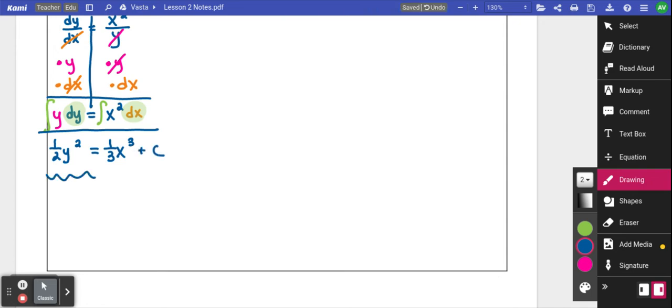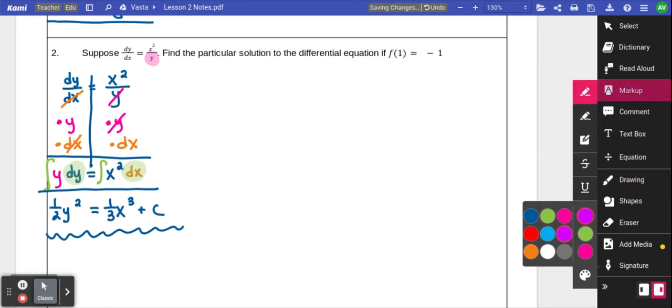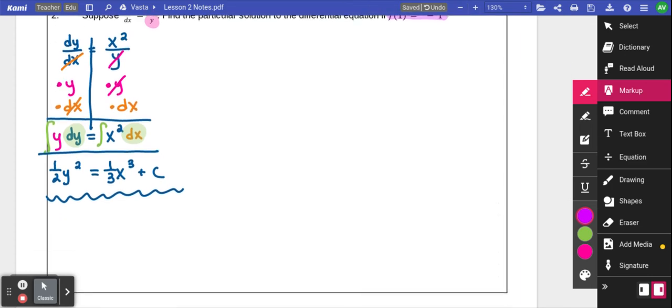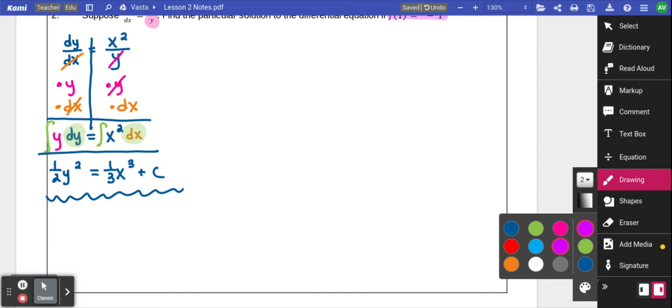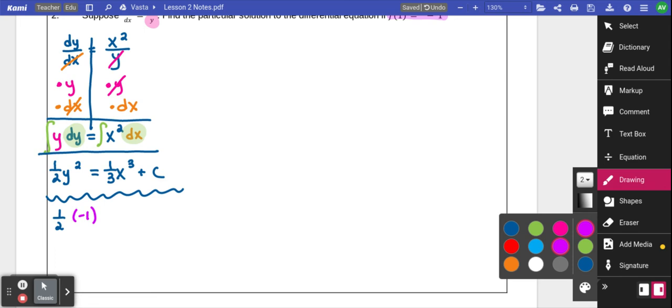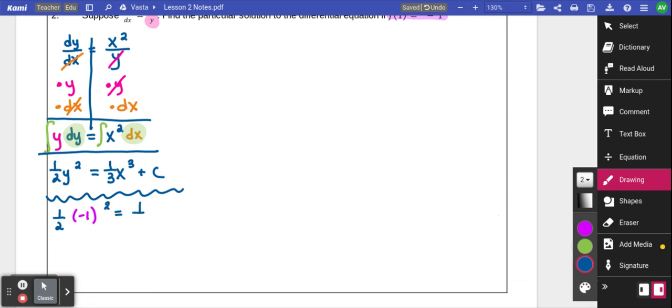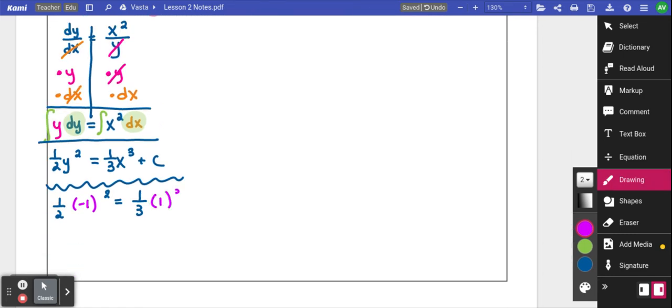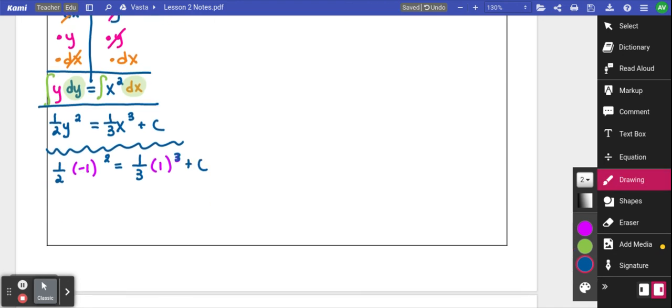At this point, I'm going to take a detour, and I'm going to take that initial value I was given in the original problem, f of 1 is equal to -1, and plug in x is 1 and y is -1 to find the missing value of c. So if I plug that in, I'm going to have 1/2 times -1 squared equals 1/3 times 1 cubed plus c. Now, -1 squared is just 1, so you have a half.